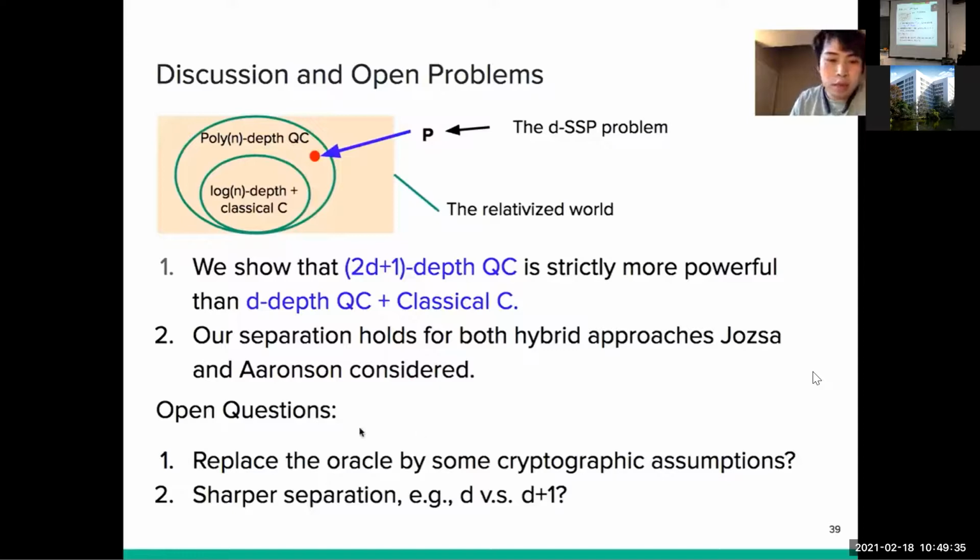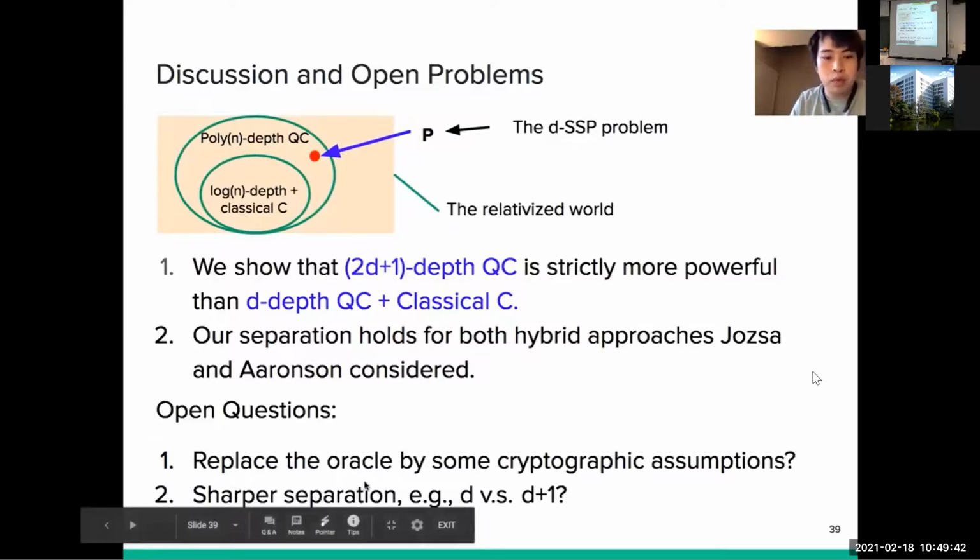The second open question is that here we have separated 2D plus 1 and D. Is it possible to come up with a sharper separation, for example, D versus D plus 1?